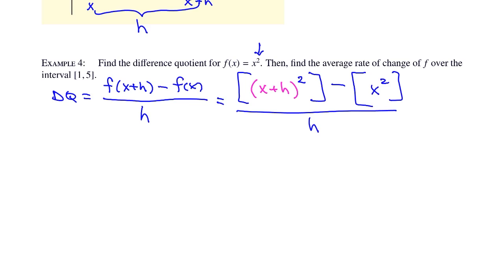Now we have to work this out. Recall we have a little shortcut formula for doing x plus h squared. You square the first one. You square the last one. And the middle term is 2 times the first one times the last one. So 2 times x times h is 2xh. If you still need to work it out, feel free to do that. Minus x squared all over h.